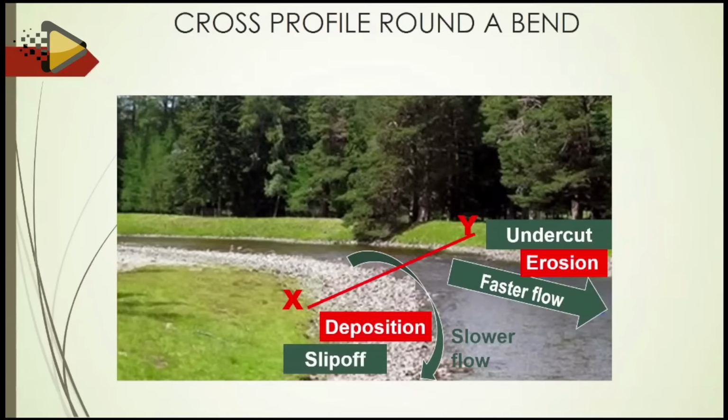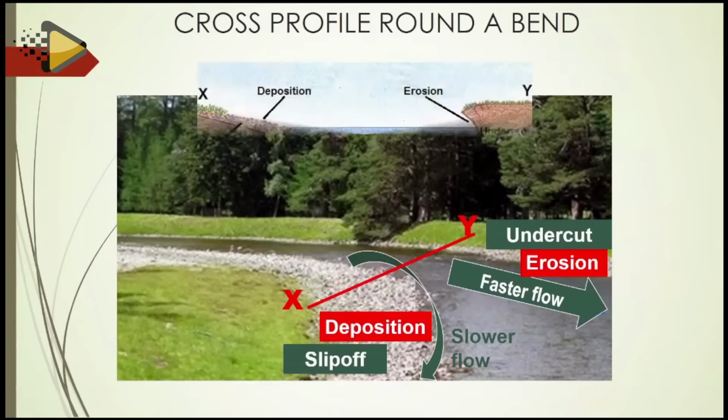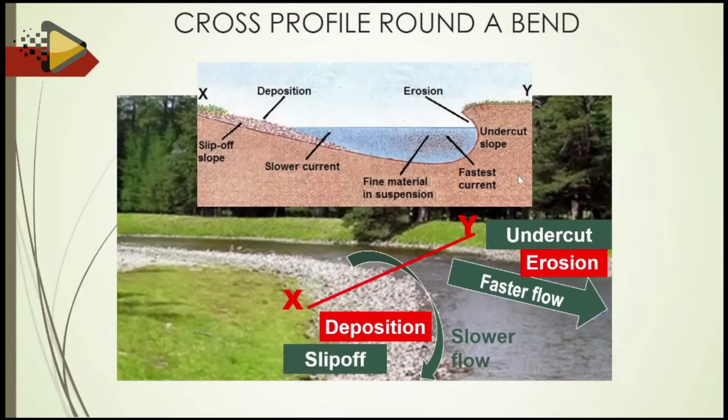And then if you are to draw a cross section of a meander, you must know it is either straightforward or in reverse. So where you have your undercut, it will be deeper, and where you have slip off, it will be shallow.